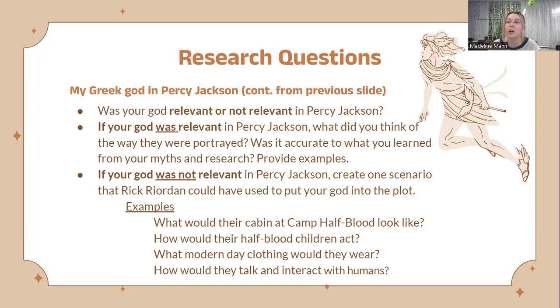And then how would they talk or interact with humans? Would they be all high and mighty like Zeus was, or would they be nicer to humans and more respectful of humans? Like maybe someone more like, well, I guess Ares ultimately wasn't, but maybe someone who would at least talk and work together with the half-bloods.